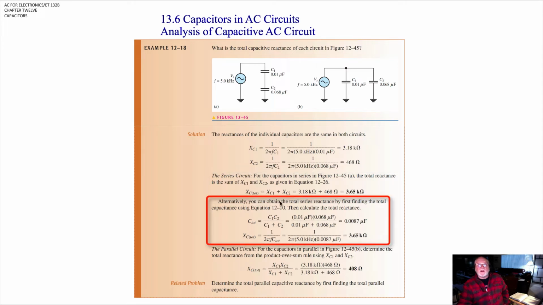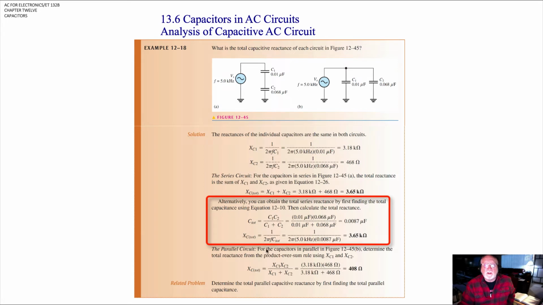Alternatively, though, you can obtain the total series reactance by first finding the total capacitance using the capacitance formulas. So they show you here, you can do the same thing using a product over the sum of the capacitances. C1 times C2 divided by the sum of the two gives you 87,000 microfarads, and then run it through the reactance formula, and you end up with, you can see, the same value.